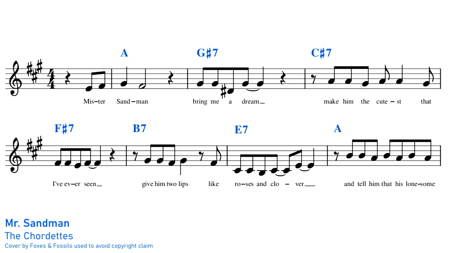We can also see this particular type of secondary dominant at work in Mr. Sandman. Here we're in the key of A major, so this G sharp 7 chord is the secondary dominant taking us to the 3rd chord of the key, C sharp.